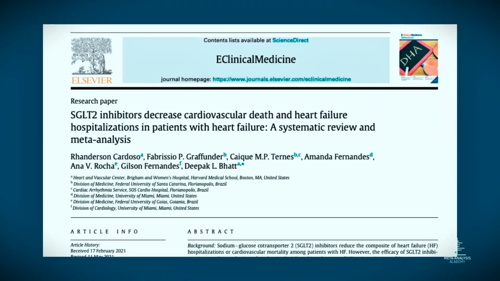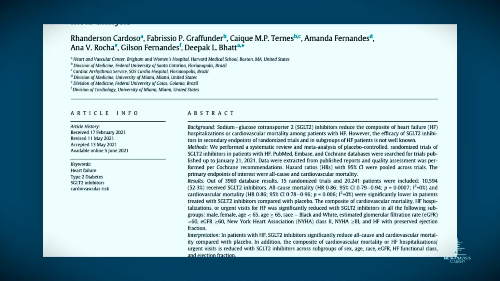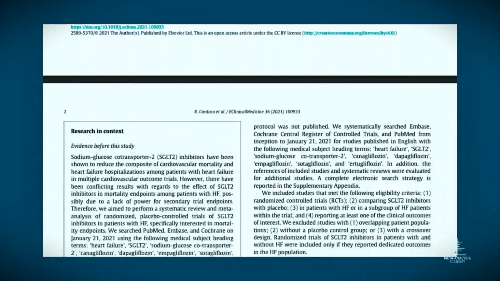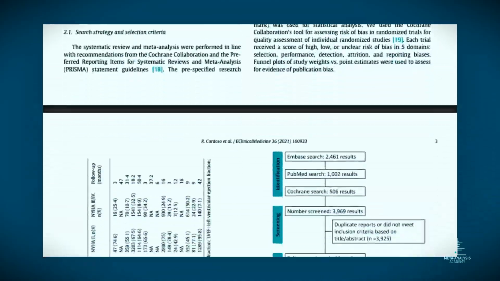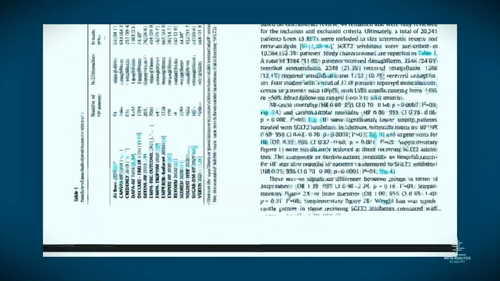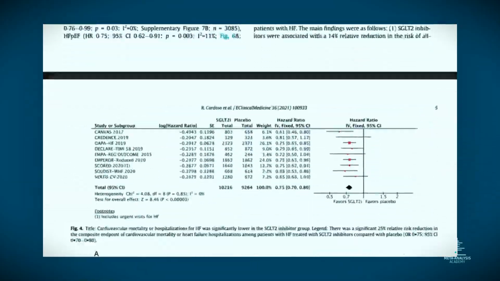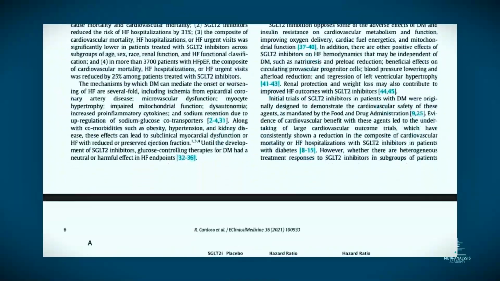In this study in particular, Randerson and his team were looking at SGLT2 inhibitors against placebo for patients with heart failure. They wanted to know if those drugs were efficacious in reducing all-cause mortality for those patients, specifically for the patients with heart failure. They found 30 studies about just that.